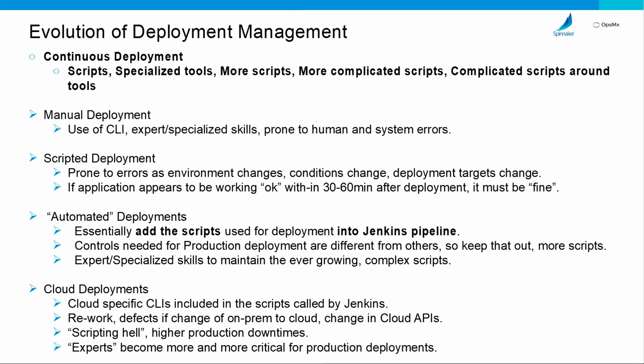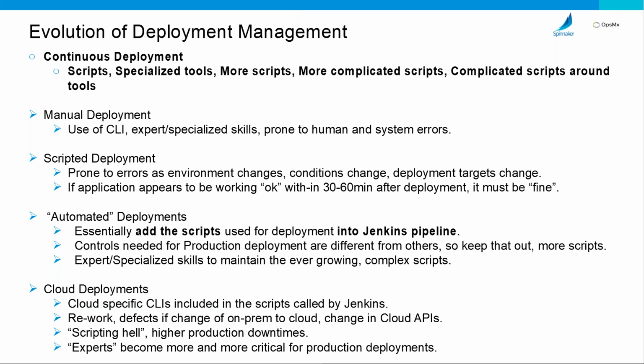Deployment today. How are people deploying? You have command line interfaces and people with specialized skills. Deployment mistakes also happen, and then more scripts. Some of these scripts go into Jenkins pipelines, and essentially the scripts become a mess. It becomes a project in itself.